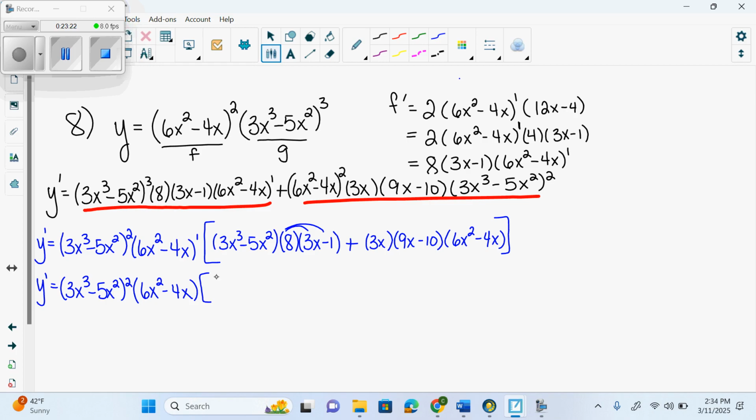Okay? So I'm going to go 3x cubed minus 5x squared times 24x minus 8, then a plus sign. Then once again, I'm going to put the monomial into one of the binomials. So I'm going to get 3x times 9x is 27x squared. 3x times negative 10 is negative 30x. 6x squared minus 4x. And then I'm going to have to FOIL it.